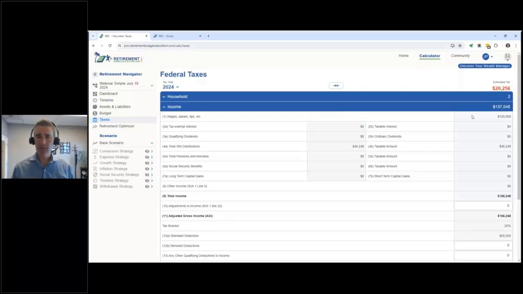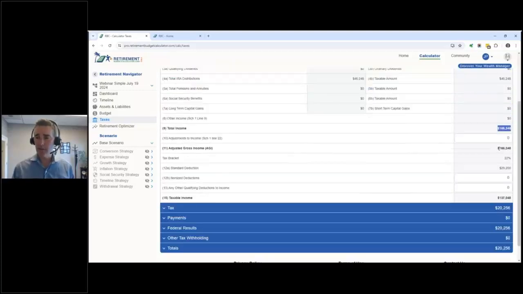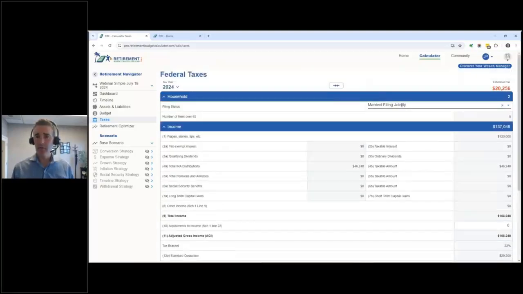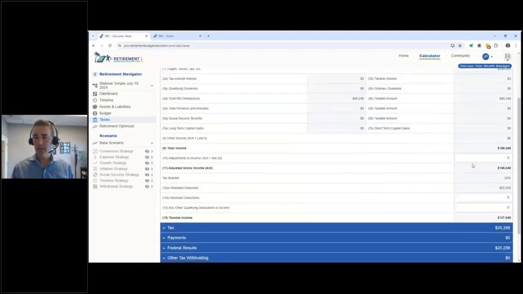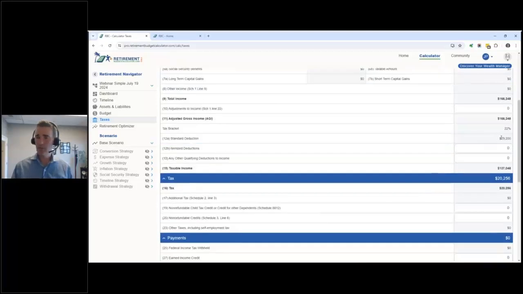So you can see in this case, they've got $120,000 a year of income. They have IRA distributions coming out because their spending's higher than their income. So their total income is $166,000. That puts them in the 22% bracket, assuming they take the standard deduction, because we have them married filing jointly up here. And we can expand all these different fields.